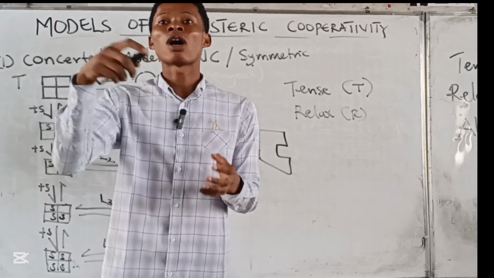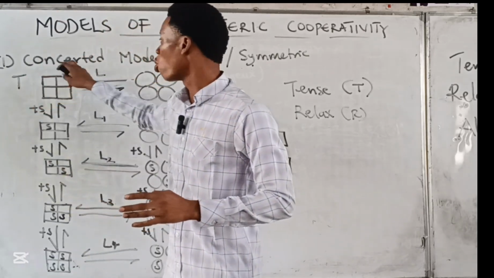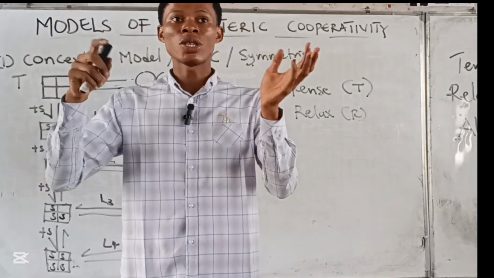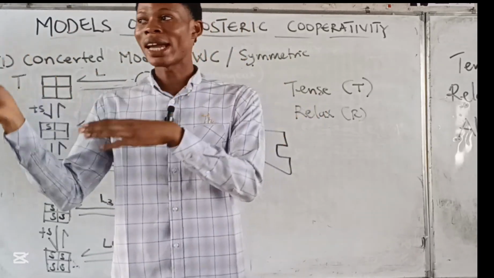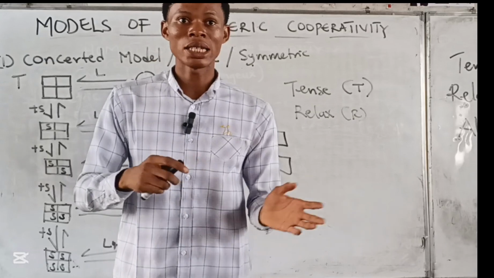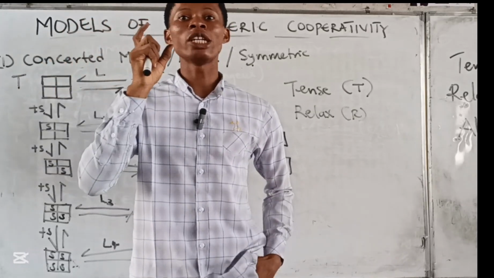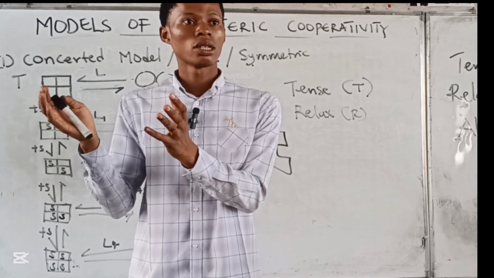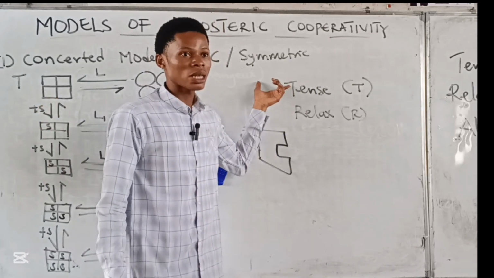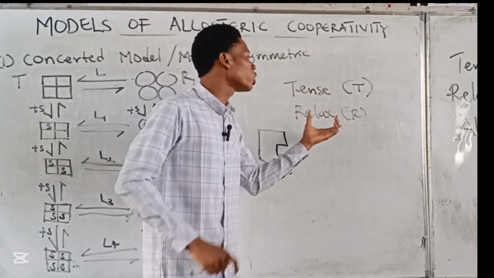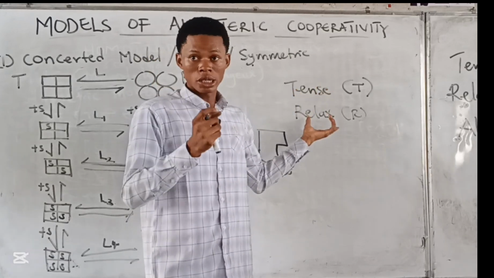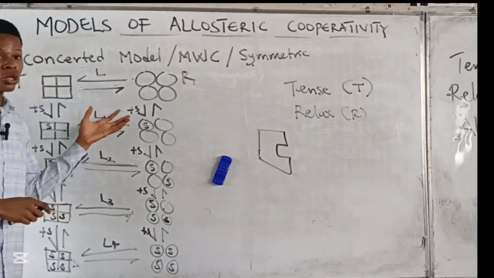Relaxed state. Now, this model states that proteins exist in two states: the tense state and the relaxed state. When there is no ligand, the protein is predominantly in the tense state, right? But if a ligand binds to this protein, it will change the conformation to the relaxed state. Now I'll use this to explain.